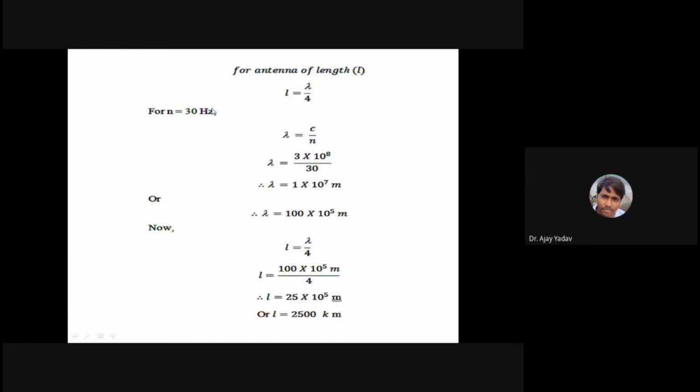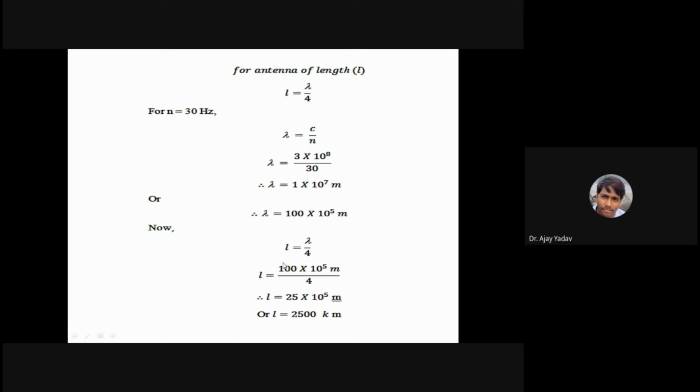Now, I ask you to find out what will be the length of antenna if the frequency of the signal is 30 hertz. Now, you know that lambda equals C by n, or C equals n lambda, so lambda will be C by n. If the communication is happening through air, C will be 3 into 10 to 8. The frequency of the signal, I told you to take 30 hertz. So the wavelength comes out to be 1 into 10 to 7 meter, which I can rewrite as 100 into 10 to 5 meter. So lambda is 100 into 10 to 5.